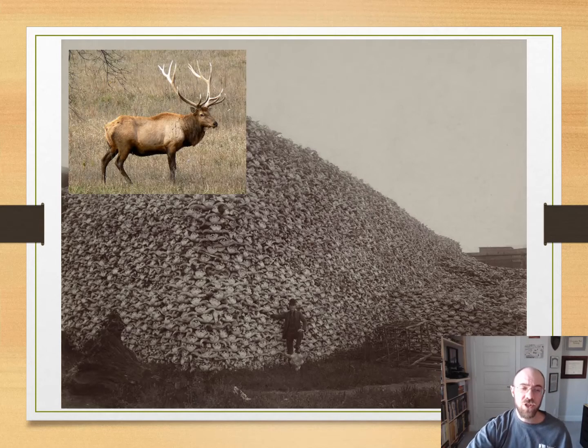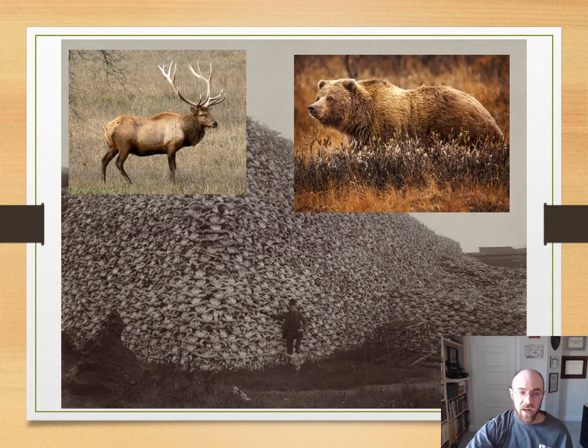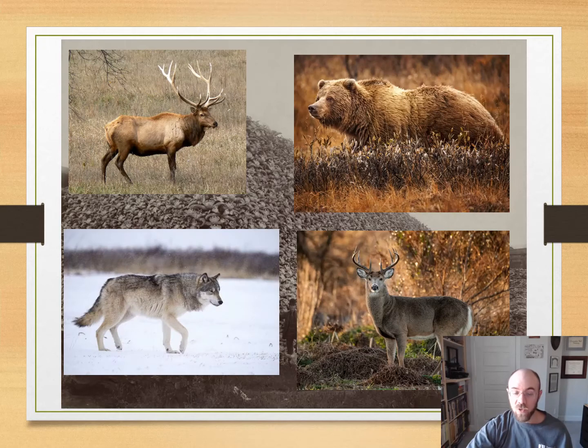And this is not happening just to bison, but elk experience the same thing. You see grizzly bears being pushed to the brink of extinction. White-tailed deer are being pushed to the brink, as well as wolves. It is not until the past 100 years or so, turning into the 1900s, 1920, 1930, that we start seeing some of these populations start coming back due to better wildlife management as a result of different acts that we'll talk about later in the semester.